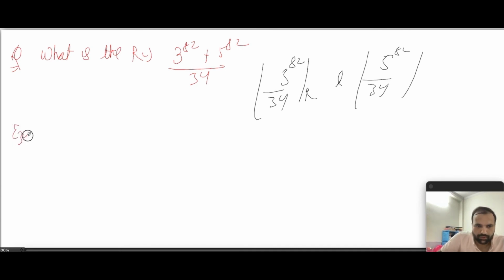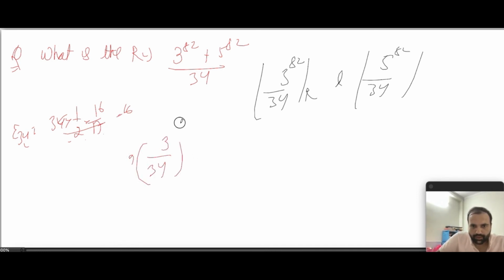So very simple. What would be the Euler of 34? It will be 34 into 1/2 into 16/17, isn't it? See, the denominator, once it multiplies, should be equal to 34. So 34 goes, and we have 16. So what we can do: 3^82 by 34, and 5^82 by 34, with the power taken by 16.